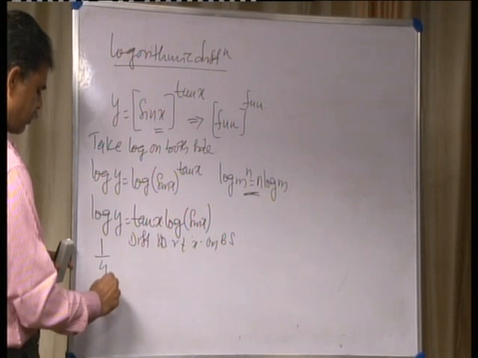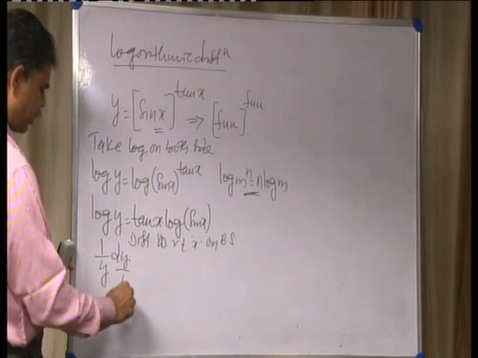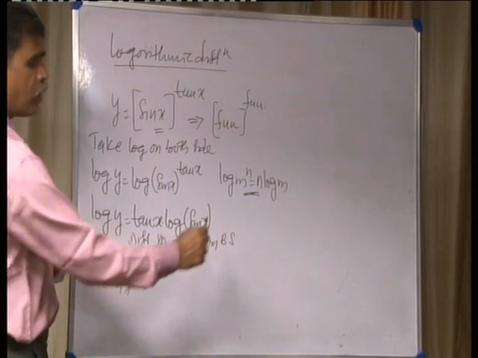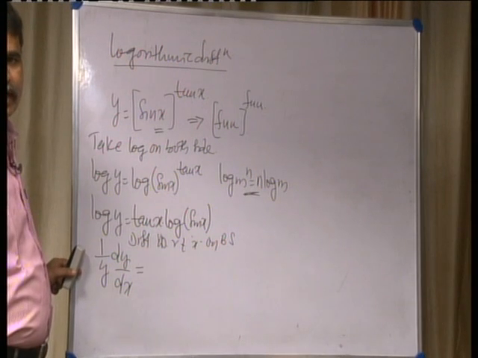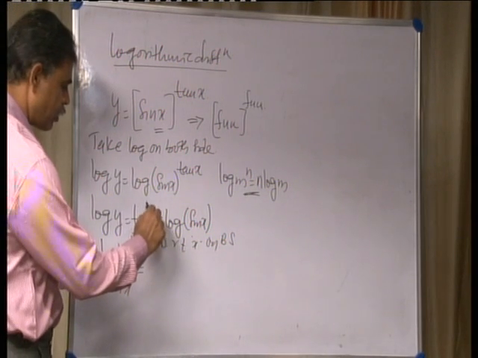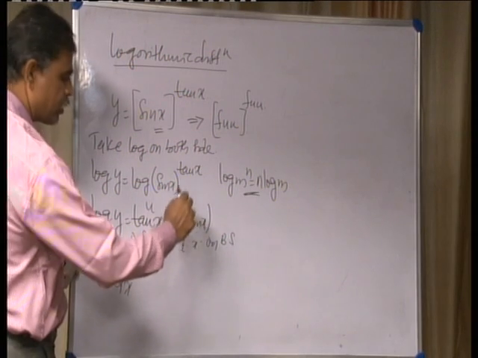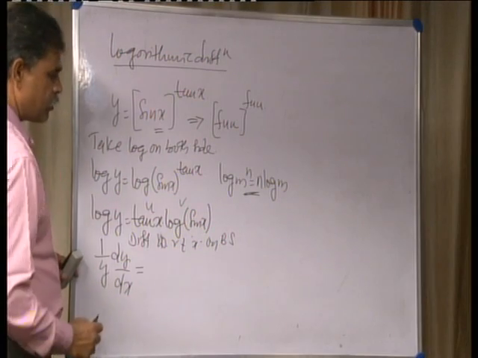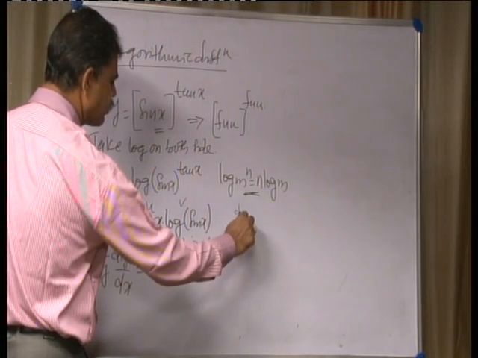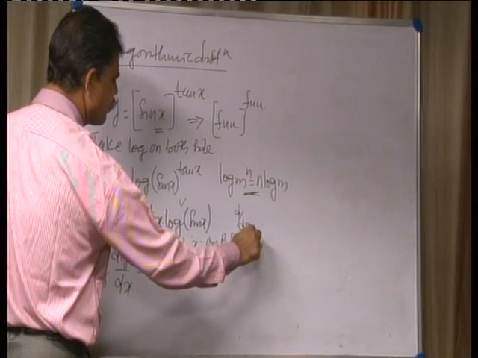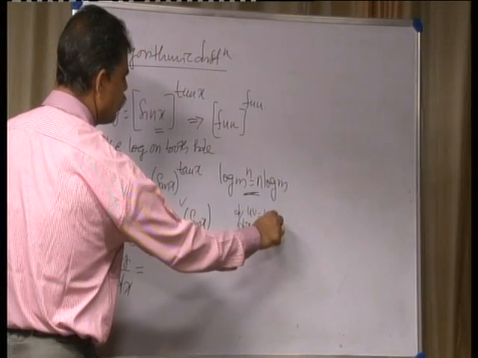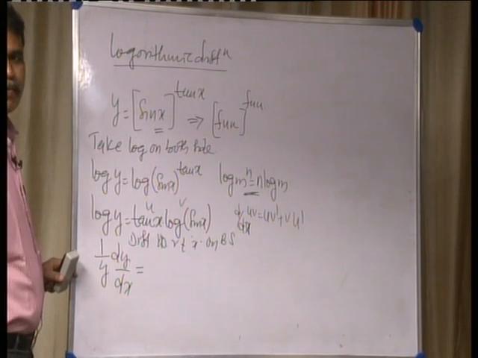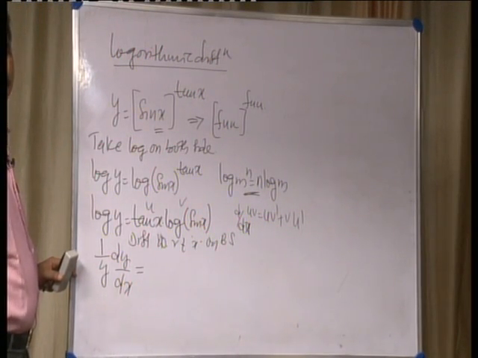It is 1 by y into dy by dx is equal to differentiation of tan x into log of sin x. Differentiation of tan x into log of sin x, it is a product of two terms, they are to be considered as u into v. Therefore, we have to use the product rule. Differentiation of uv is u into v dash plus v into u dash. V dash is d by dx of v, u dash is d by dx of u.